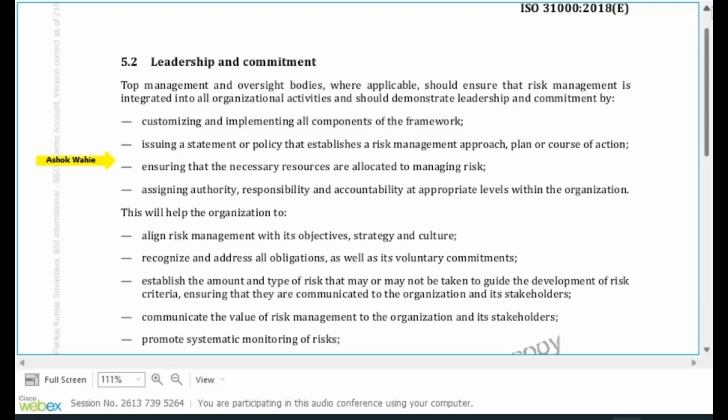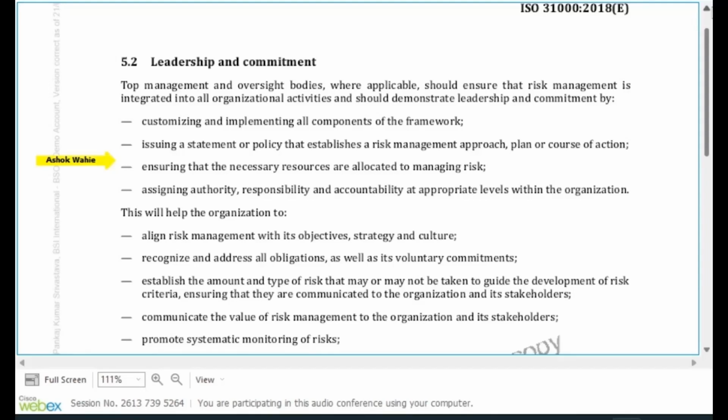Then the top management will demonstrate their commitment, secondly, by issuing a statement or a policy on what our risk management approach is going to be, what the plan is, or what the course of action is. So they will establish a project. They will give a project roadmap, a PMO. What is the approach? What is the course of action? What is the plan to implement the requirements in your organization?